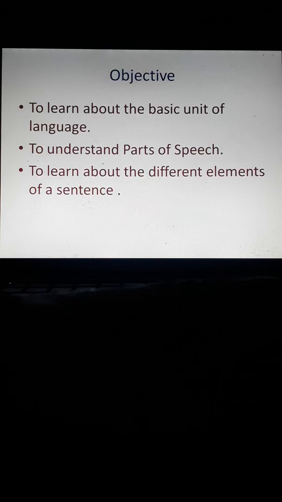The objective of this lesson is to learn about the basic unit of language, to understand parts of speech, and finally to learn about the different elements of a sentence. However, before going to the sentence, let's find out about the basic unit of all language.